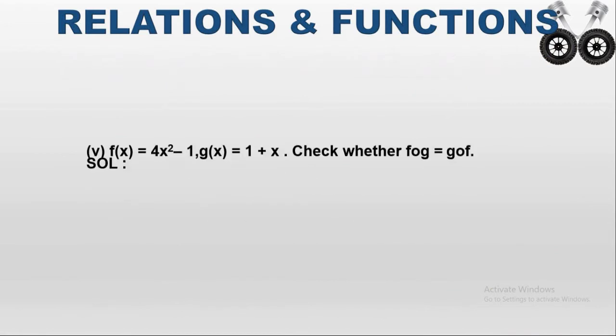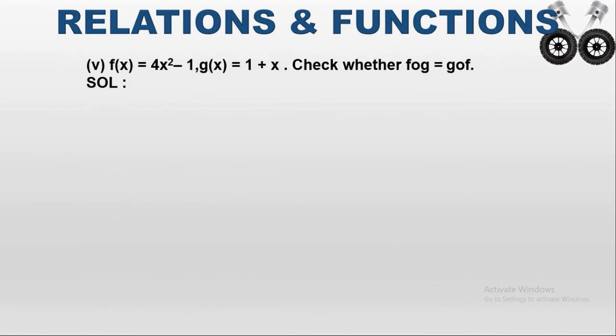Next one is f of x equal to 4x square minus 1, g of x equal to 1 plus x. Check whether f composition g equal to g composition f. So what is given here? We have to find whether f composition g equal to g composition f. For that, very first we have to find the value for f composition g and the value for g composition f. Then we will check whether they are equal or not.